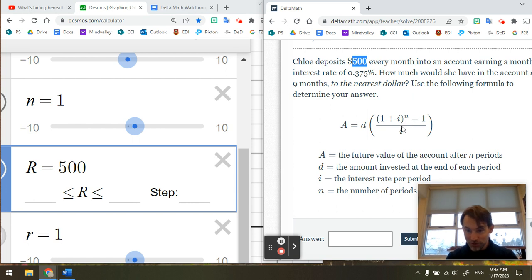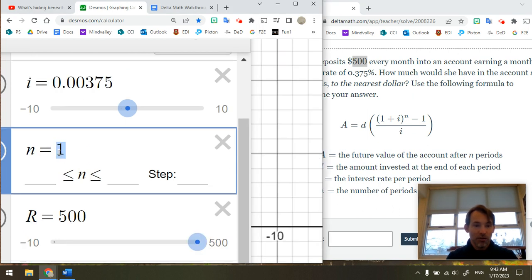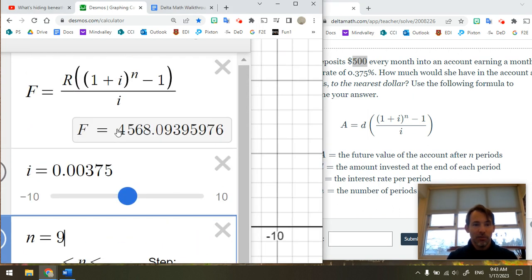Because I is the interest rate per month, I can just use 9 for N, and that will work just fine. And so here we go. 9 is N. And then if I come up here, it just outputs for me.